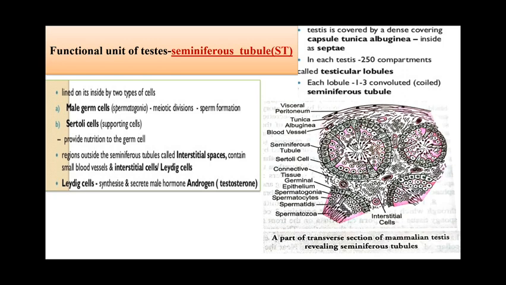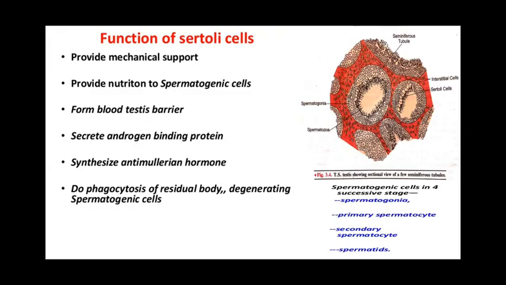That's why Sertoli cells are also known as nurse cells. Now, the function of the Sertoli cell is very important. Here we can see it provides mechanical support and nourishment to the spermatogenic cells, and forms the blood-testis barrier. The blood-testis barrier means it prevents the passage of cytotoxic agents, that is, substances which are toxic to cells, into the seminiferous tubule. Then it secretes androgen binding protein. This androgen binding protein concentrates in the seminiferous tubules and plays a role in spermatogenesis.